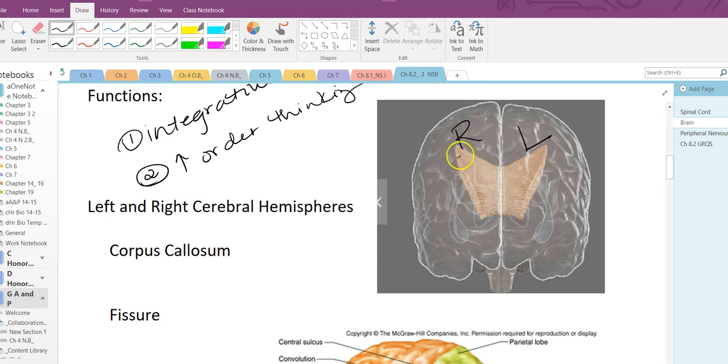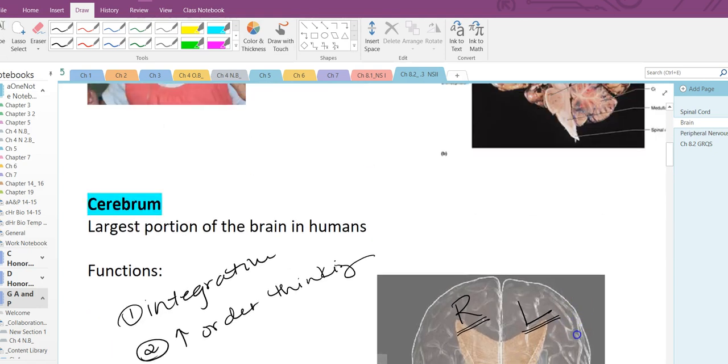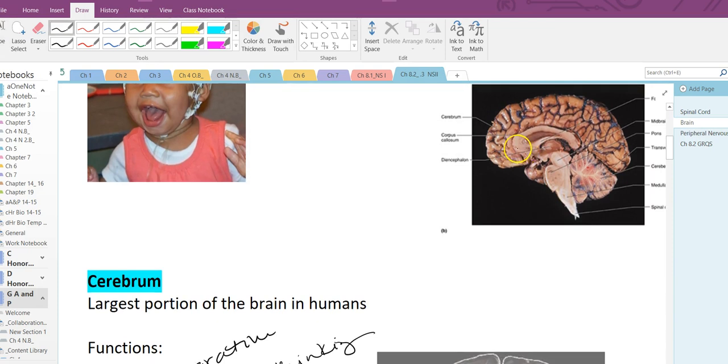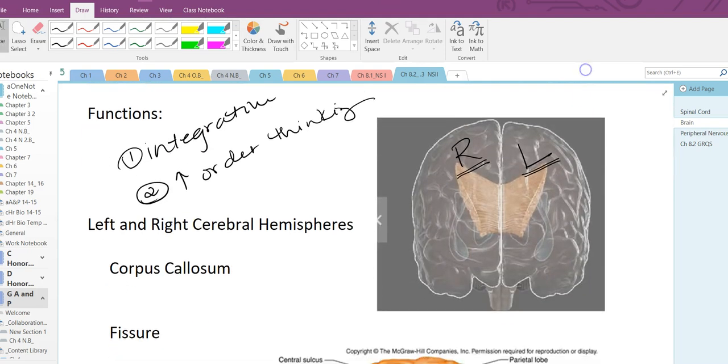The right side is primarily responsible for integration of the left side of the body, and the left side is primarily responsible for the right side of the body. I know that sounds confusing, but there is a crossing over that occurs. This structure here, shown in beige, is called the corpus callosum, and it's what allows the right and the left to work together. If you look at it from the side, from a side dissection, here's the corpus callosum, and it looks rather small. But if you actually look at it from the front view or the back view, you can actually see that it's butterfly shaped. So the corpus callosum is the bridge between the right and the left side.